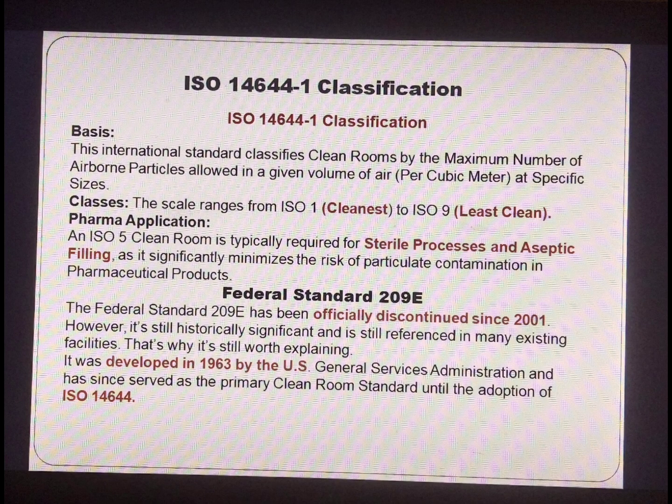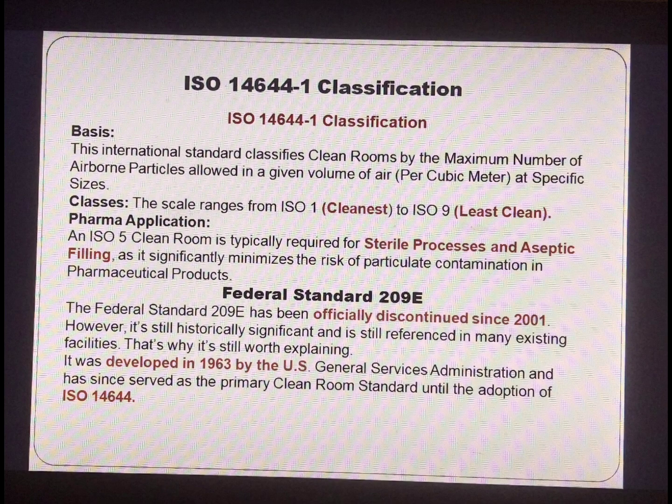ISO 14644-1 classification basis. This international standard classifies clean rooms by the maximum number of airborne particles allowed in a given volume of air, that is per cubic meter, at a specific size. Classes. The scale ranges from ISO 1, that is the cleanest, to ISO 9, that is the least clean. Pharma application. An ISO 5 clean room is typically required for sterile processes and aseptic filling, as it significantly minimizes the risk of particulate contamination in pharmaceutical products.